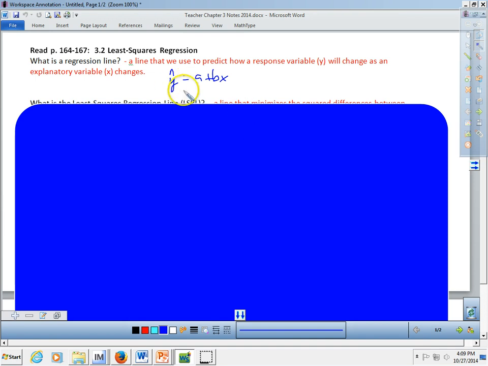Right? And so there are some things here that we need to understand. First of all, y hat is a predicted response value. Okay? It's what our model would predict a response value would be given any explanatory value. So for any x, we're trying to predict what would happen to y. So y hat is our predicted response, and it's a major deal that we know the difference between y hat and y, and we're going to talk about that in just a second.